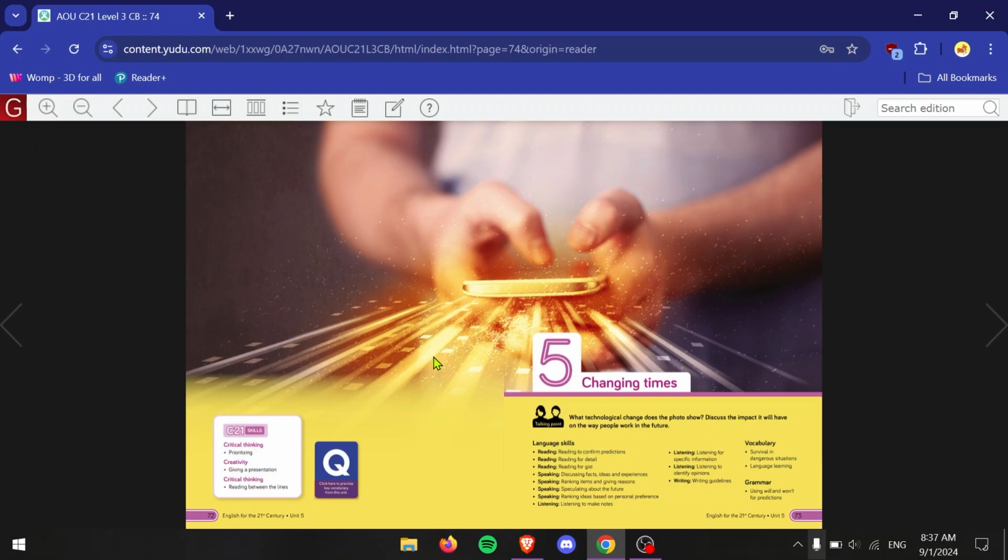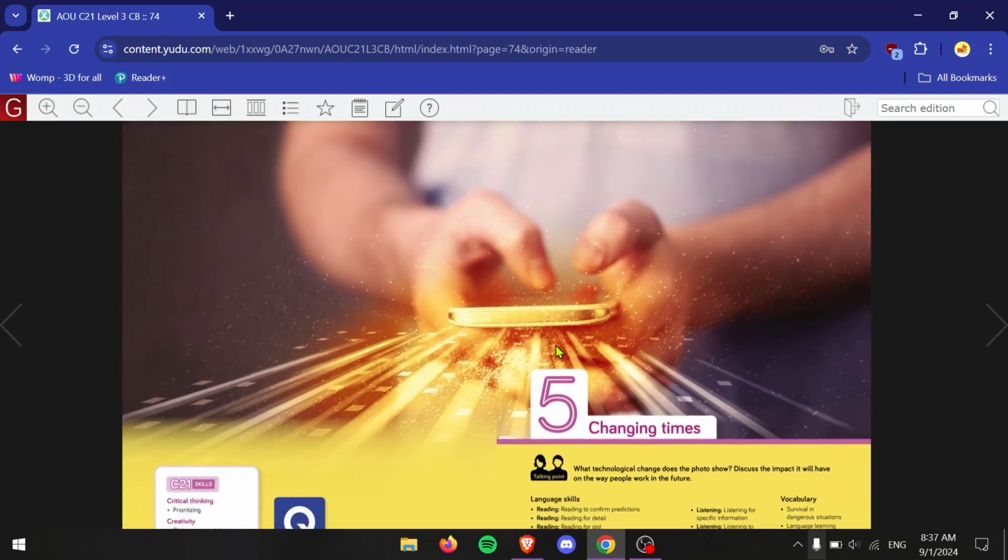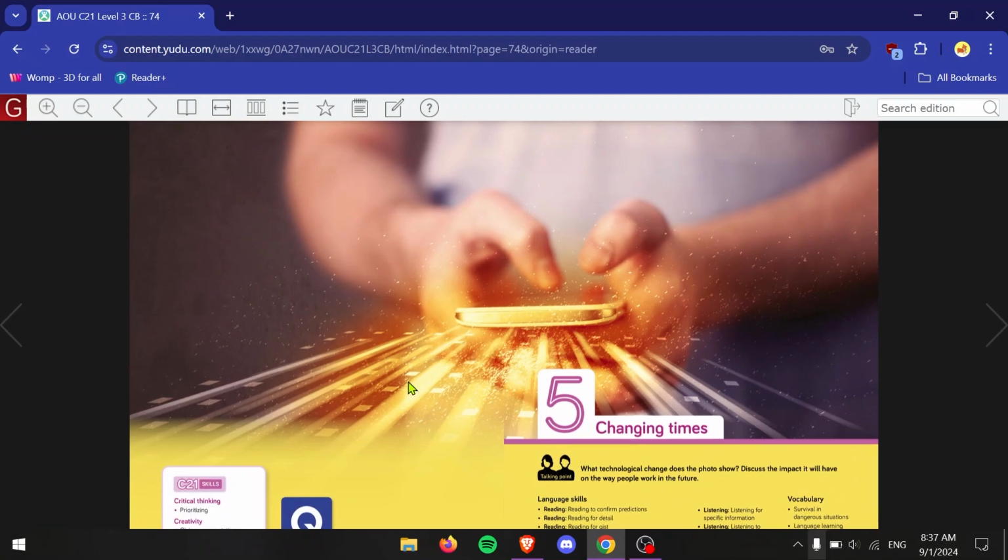All right, so before we dive in, I'd like you to take a look at the picture here and answer some questions. So what do you think is happening in this photo, technologically speaking? Take 30 seconds to a minute to look at the photo. If you're in pairs, discuss it with the other person. If you're alone, just think about it for a bit. And also think about the impact that things like this, depending on what you think it is, will have on the way people work in the future.